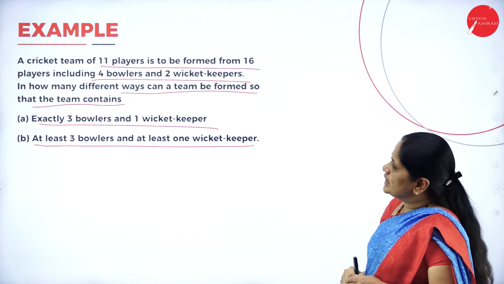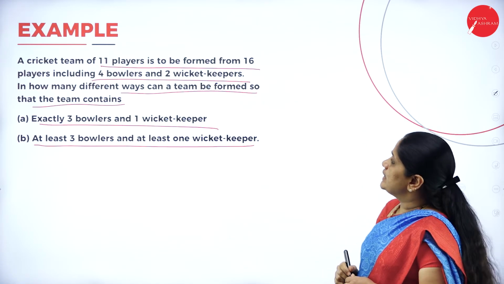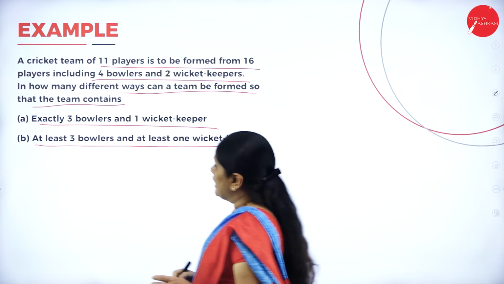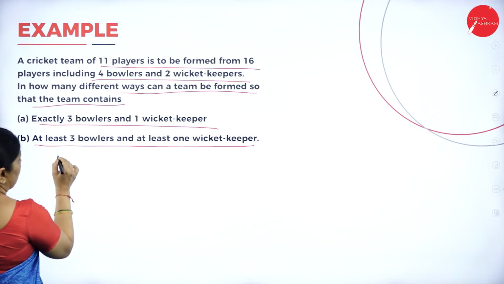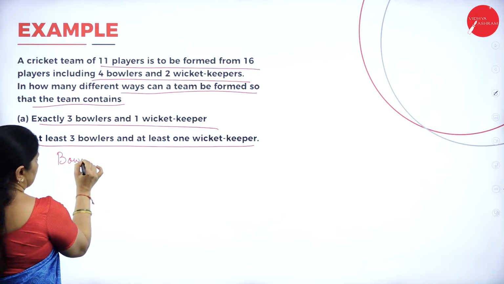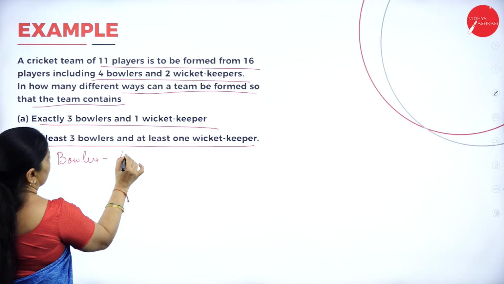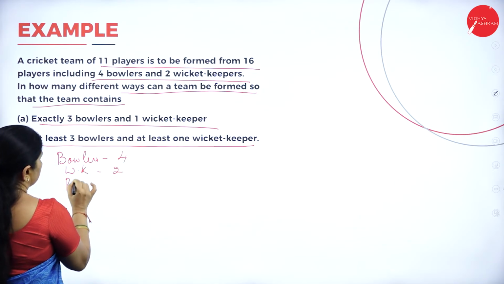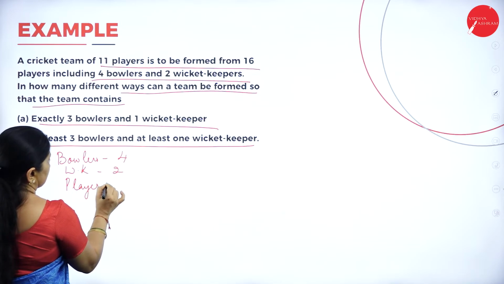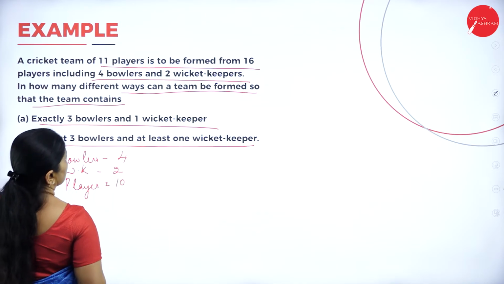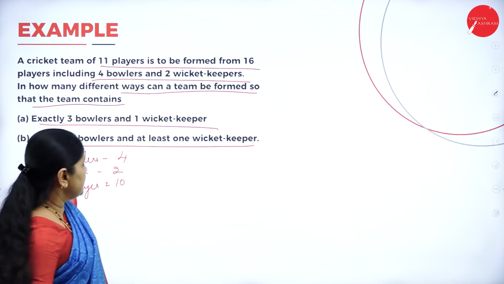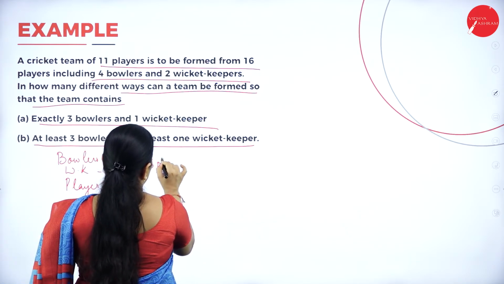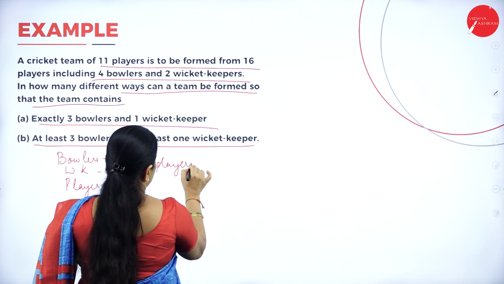So, we have here a cricket team of 11 players to be formed from 16 players. How many bowlers are there? 4. Wicket keepers, 2. Other players, we have 10. So, totally there are 16 players. From this, we have to make a choice.